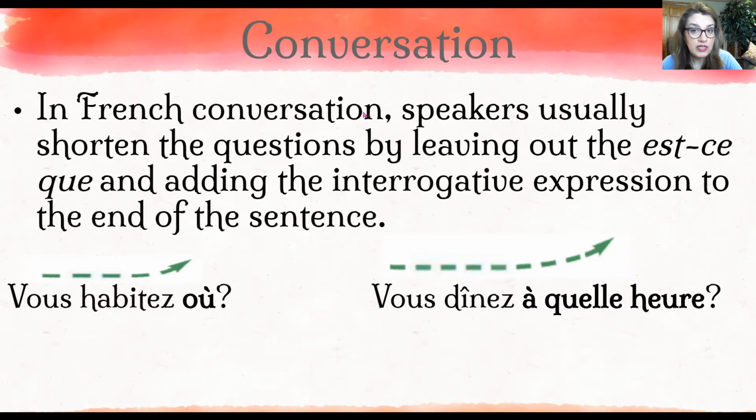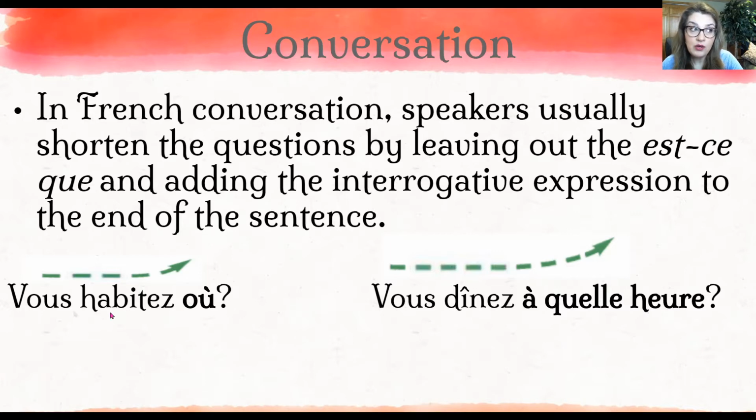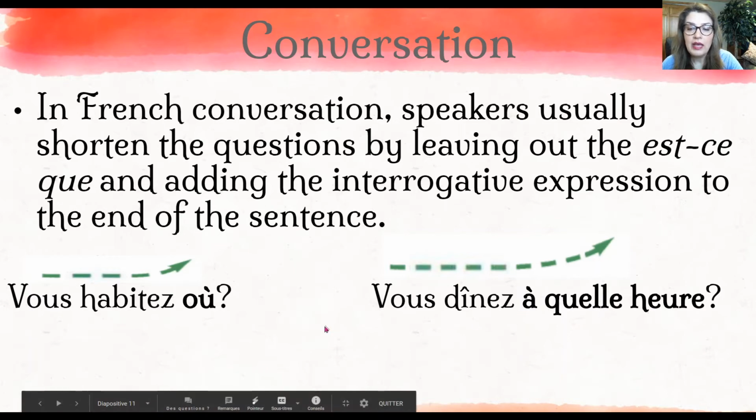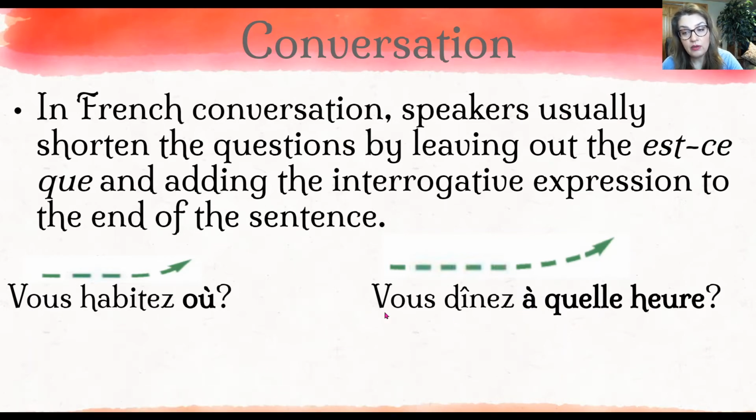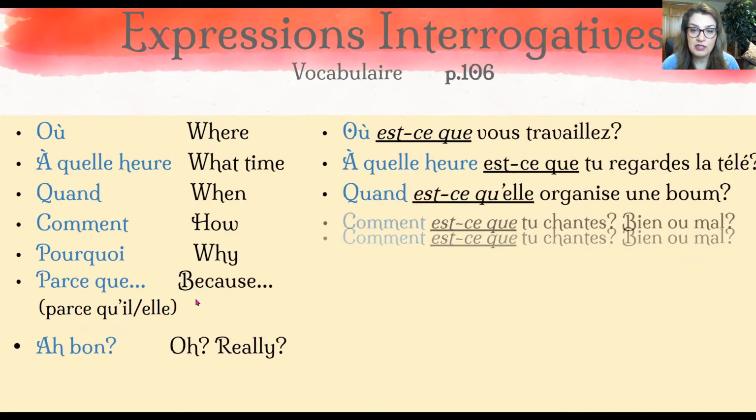So in French conversation, speakers usually shorten the questions by leaving out the est-ce que and adding the interrogative expression to the end of the sentence. So this is another way to ask a question. You start with the subject, then the verb, and then the question word, and this would be an informal way to ask a question. So you would say something like, vous habitez où? You live where? Or where do you live? Vous dînez à quelle heure? Instead of à quelle heure est-ce que vous dînez? Vous dînez à quelle heure? Let's look at the interrogative expressions in French.